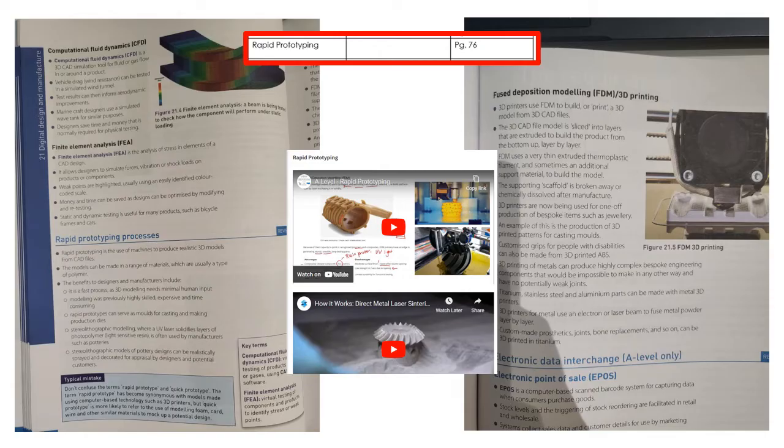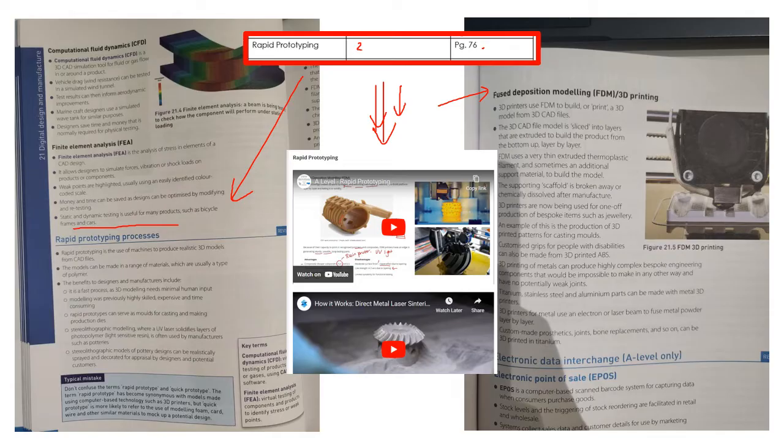This one is the second thing on the revision guide, the revision list. So it's rapid prototyping. So on this page it starts here, and I kind of made a slight mistake. It also goes on to the next page, but I massively recommend that you watch this video that I made about rapid prototyping, and I've put that onto the task for this paper. So have a look at that.